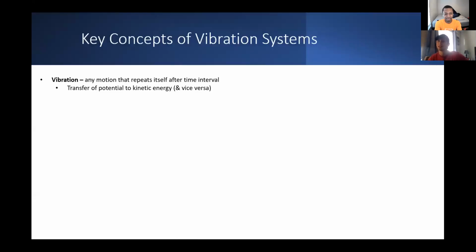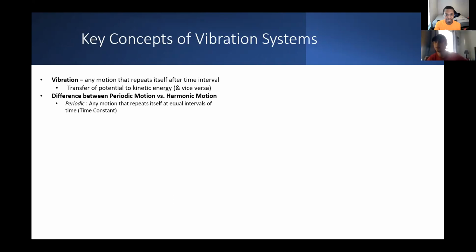So some key concepts. What is vibration? Vibration is any motion that repeats itself after a time interval, and it's also just the transfer of potential and kinetic energy. We see this in everyday life: cars driving down the road, bridges, etc. A good thing to know would be the difference between periodic motion and harmonic motion. Periodic, you can kind of think of the unit circle. So it's any motion that repeats itself at equal time intervals.